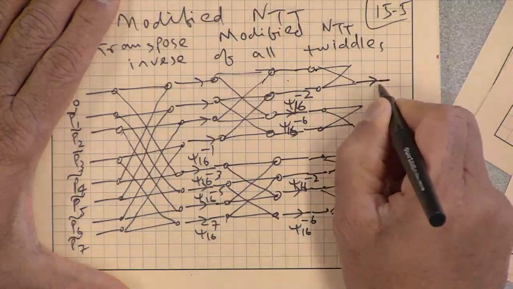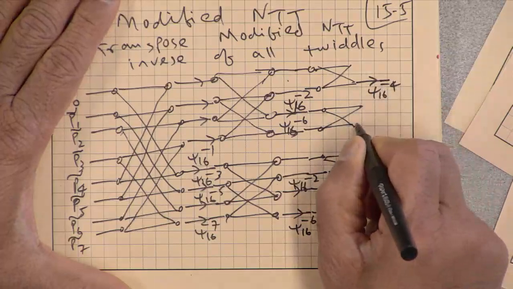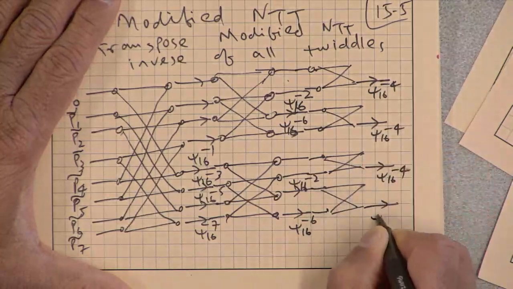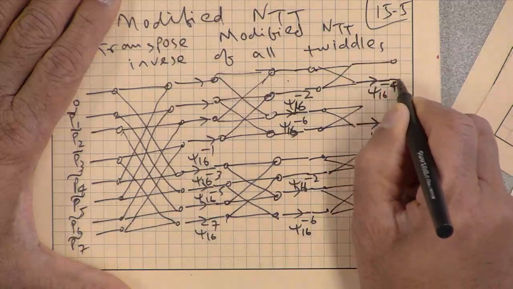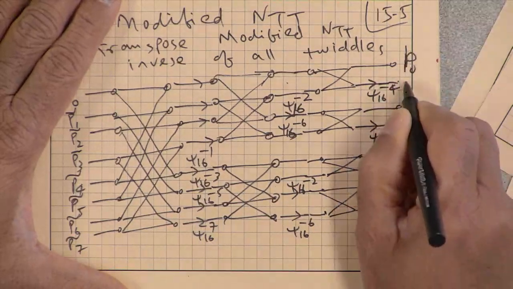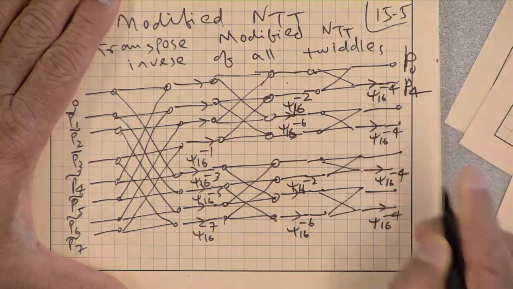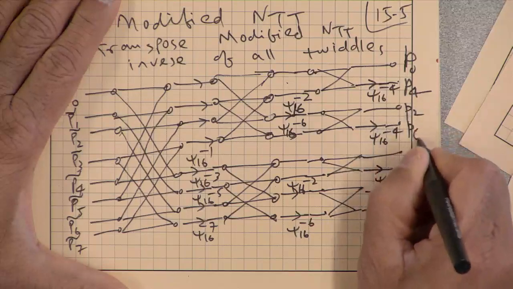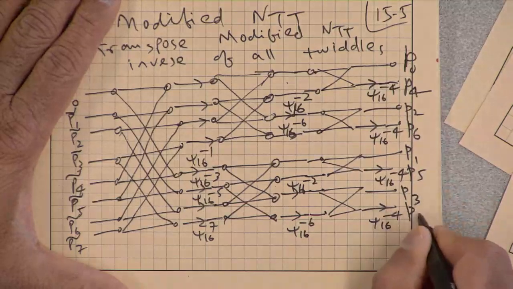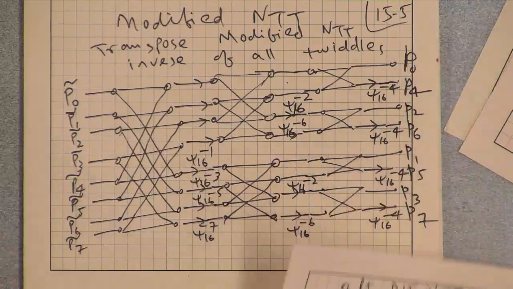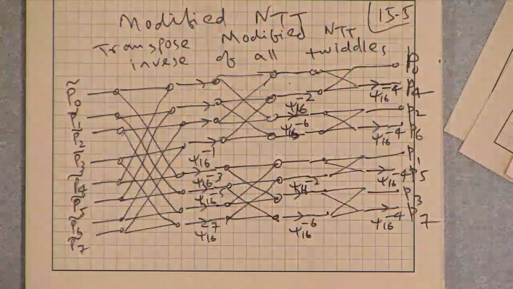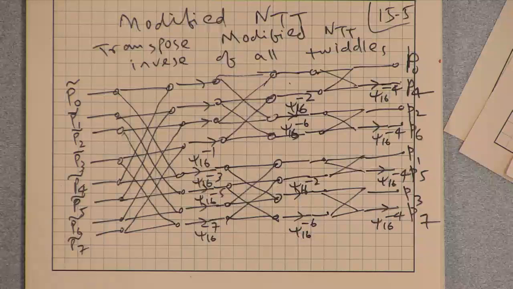Last but not least, psi 16 to the power minus 4. And then these will be P0, P4, P2, P6, P1, P5, P3, P7. Okay, so that's the input, now it becomes the output. Okay, so that's all good.